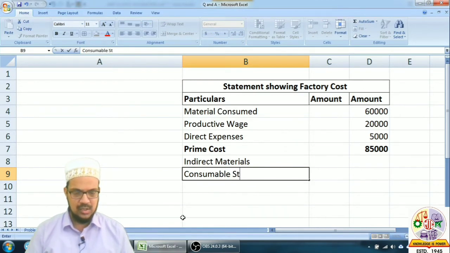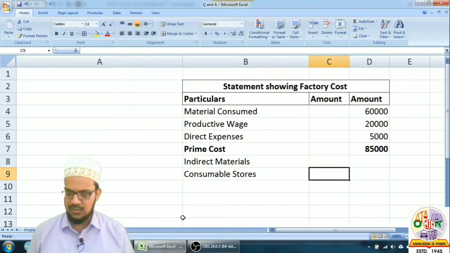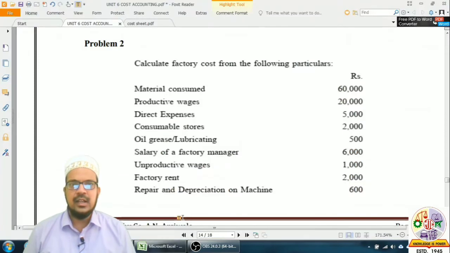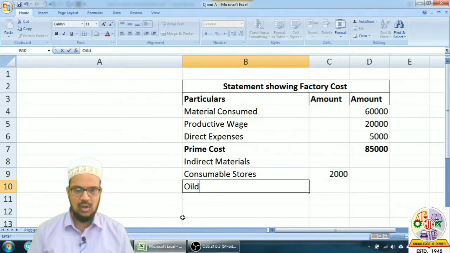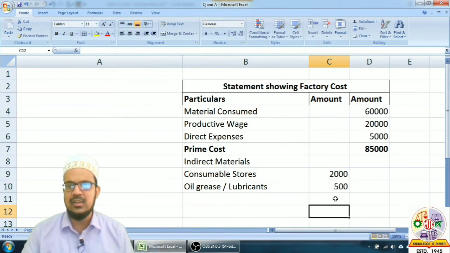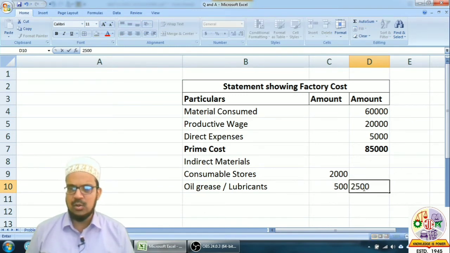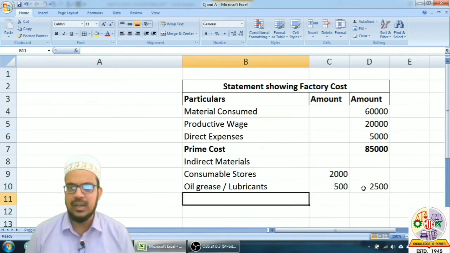Consumable stores. How much is the value of consumable stores? It is 2000. So consumable stores 2000. Next is oil, grease and lubricants for 500. Notice that I am writing these values in the inner column for presentation purposes. Now I'll take the total of both of these things and put it in the outer column. This will be the total value of your indirect materials.